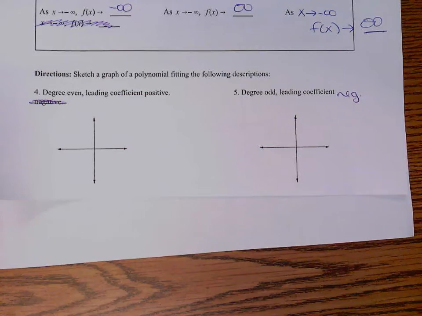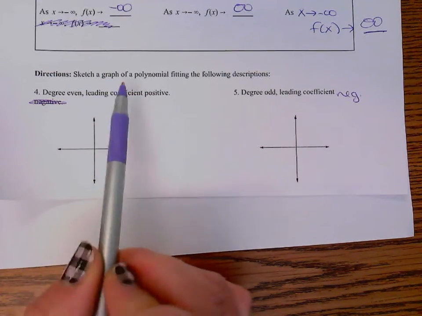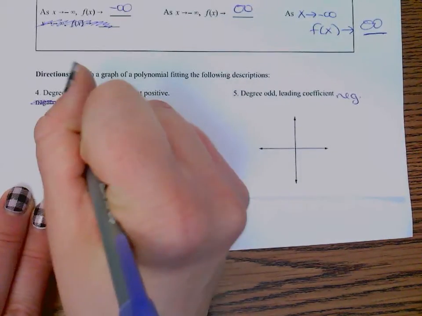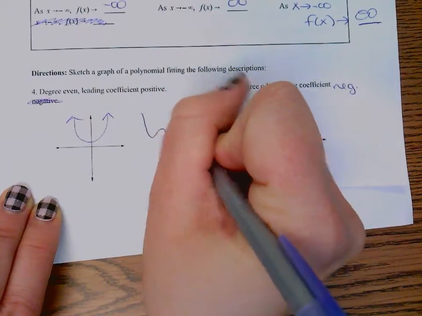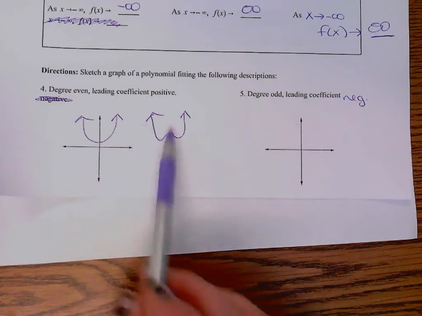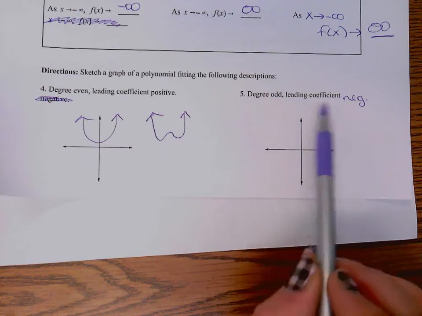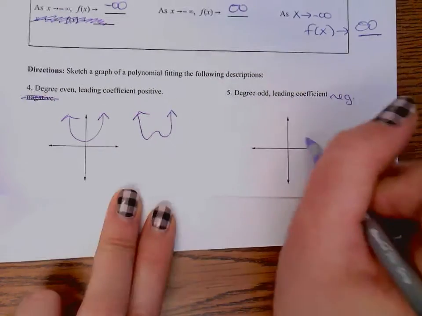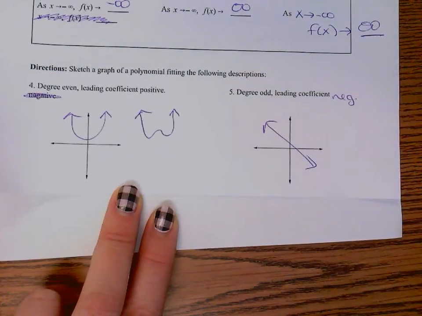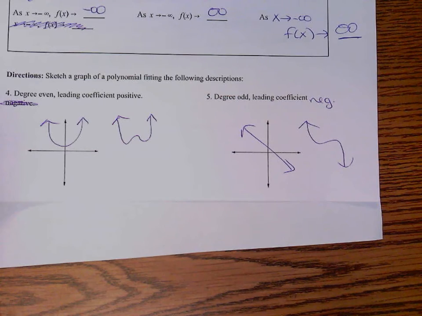So if it's even, you know both ends are going to go the same direction, and the leading coefficient is positive. So you could draw something like a quadratic. If you want to do a W shape, that's a quartic, 4th degree graph, something like that, where they're both pointing up. And then odd degree, so they're going to go in different directions, and the leading coefficient is negative, so a linear function going down, or a cubic function going down, would fit that qualification.